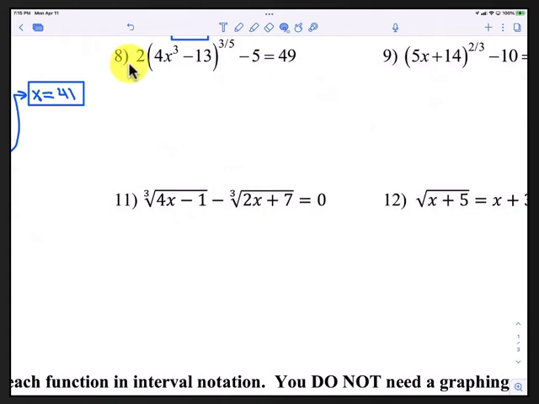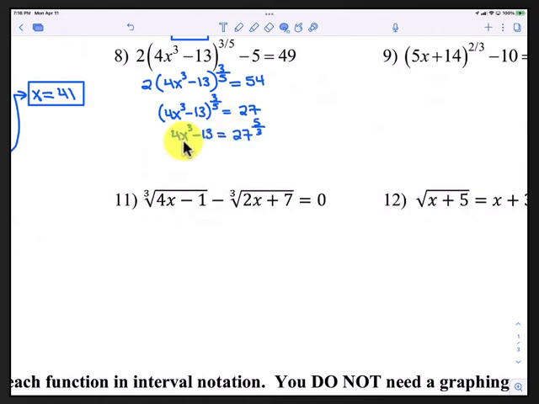All right, for number 8, we want to get this parentheses with the exponent by itself. So let's add 5 to both sides, and that results in 54 on the right. Now let's divide by 2 on both sides, and that results in a 27 on the right. Now we want to undo this exponent, so we'll raise both sides to the power of 5/3. That's the reciprocal power.